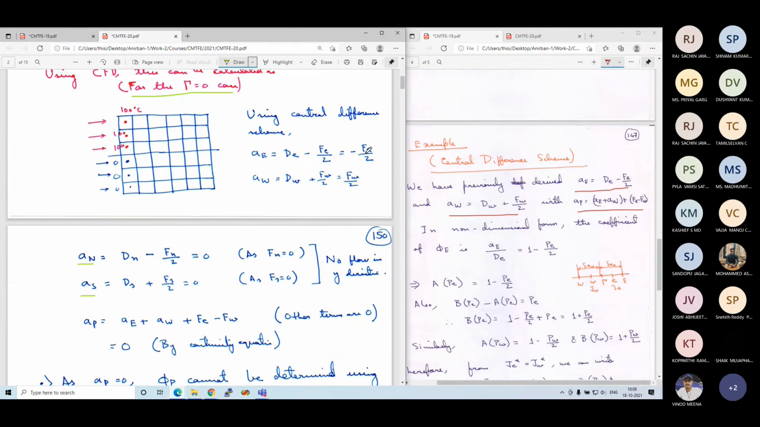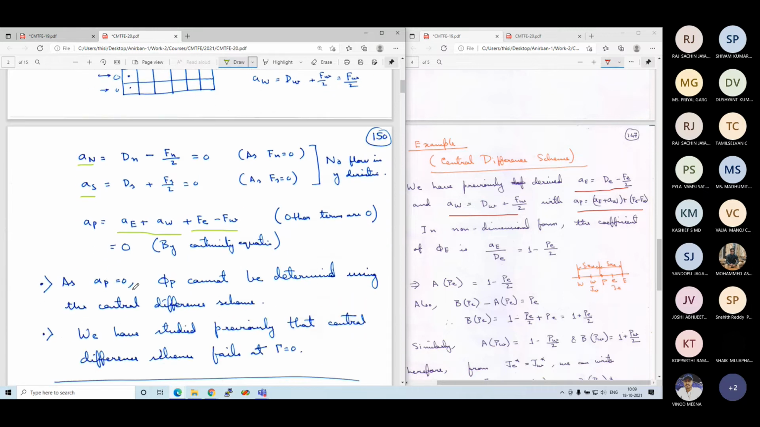Ae is equal to minus Fe by 2 and Aw is Fw by 2. So Ae plus Aw is equal to Fw minus Fe by 2. By continuity equation, Fw is equal to Fe. So this Ae plus Aw becomes equal to 0. And Fe minus Fw also, by continuity equation, is 0.